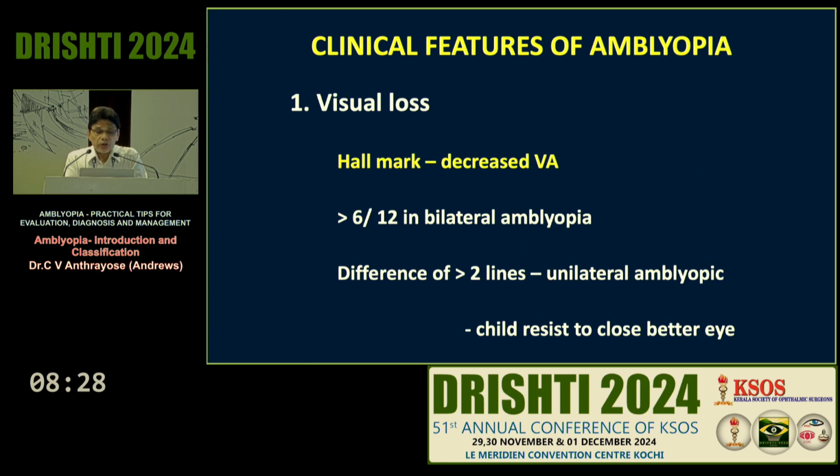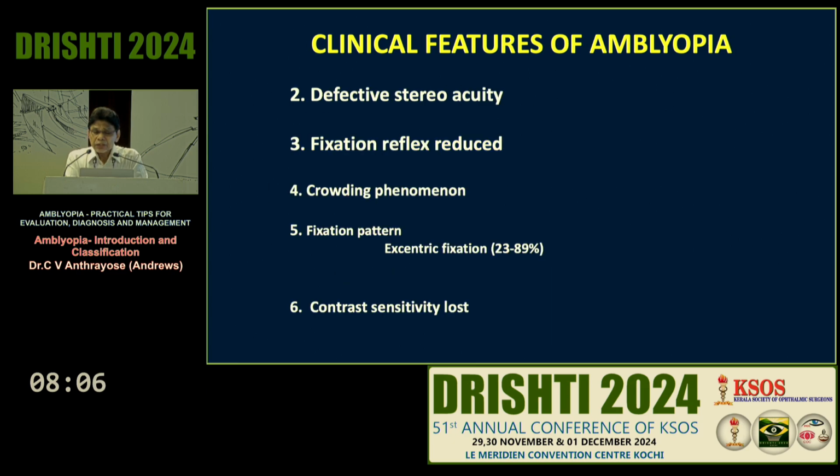What are the clinical features of amblyopia? The most important thing is visual loss. That is the hallmark: decreased visual acuity. To make a diagnosis of amblyopia, visual acuity should be less than 6/12 in bilateral amblyopia, or a difference of 2 lines in unilateral amblyopia. In unilateral amblyopia, the child will resist closing the better eye. Other clinical features are defective stereo acuity, reduced fixation reflex, crowding phenomenon, eccentric fixation, and contrast sensitivity loss. These are the other clinical features.